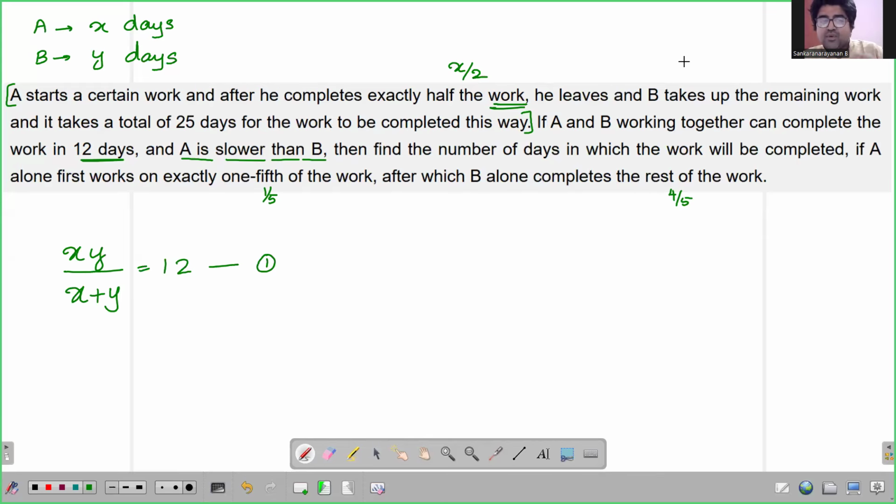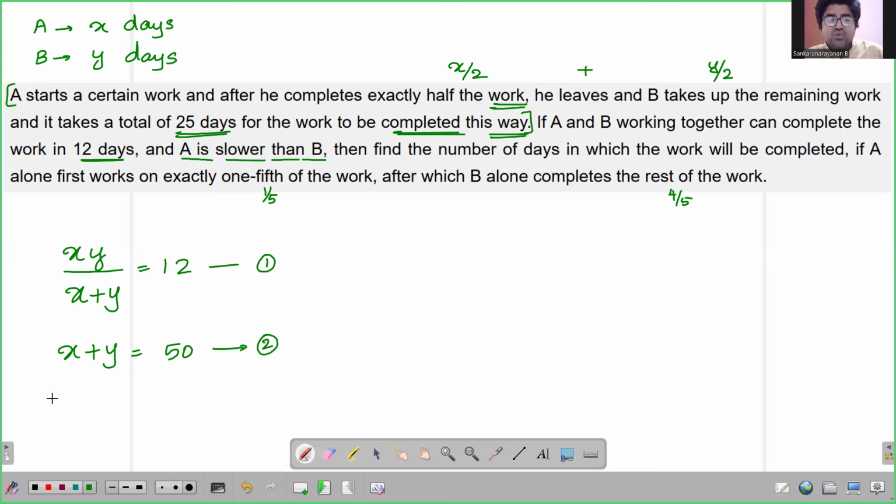You can see that for doing full work, B is taking Y number of days. For doing half the work, this guy will be taking Y by 2 number of days. So put together, I can say X by 2 plus Y by 2. Totally, they are taking 25 days for the work to be completed in this way. That's what they are considering. So can I not consider that X by 2 plus Y by 2 is equal to 25, which means X plus Y is equal to 50. I can put it here as equation number 2.